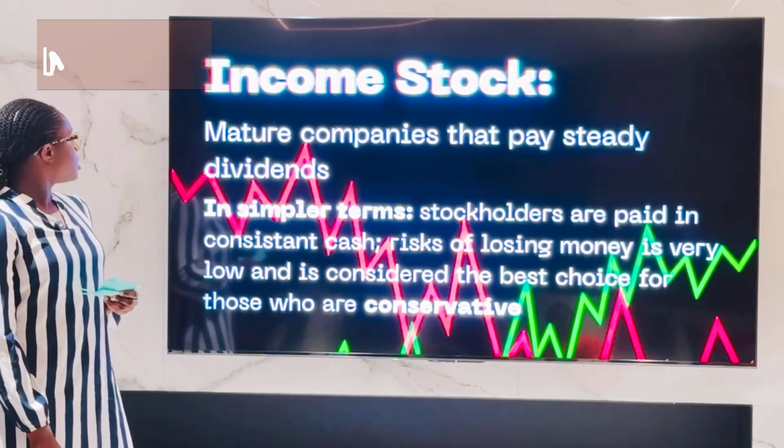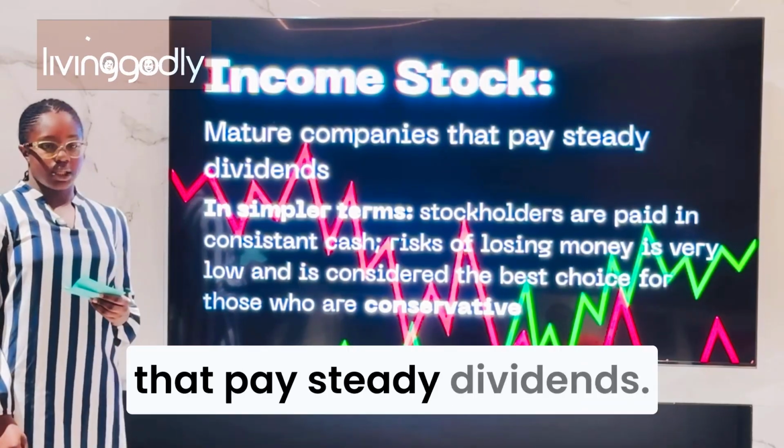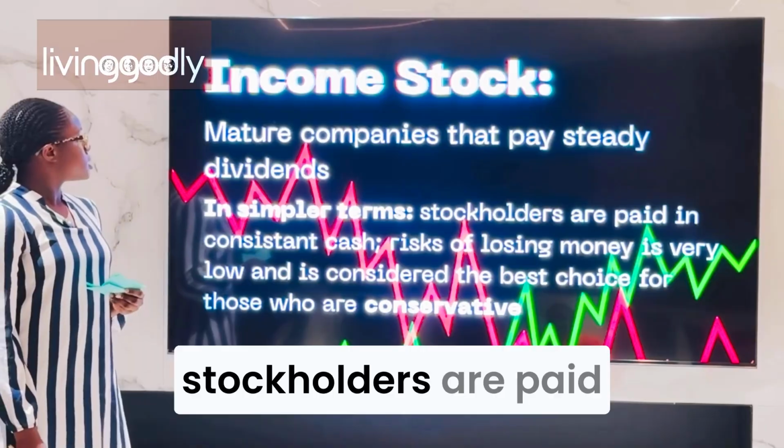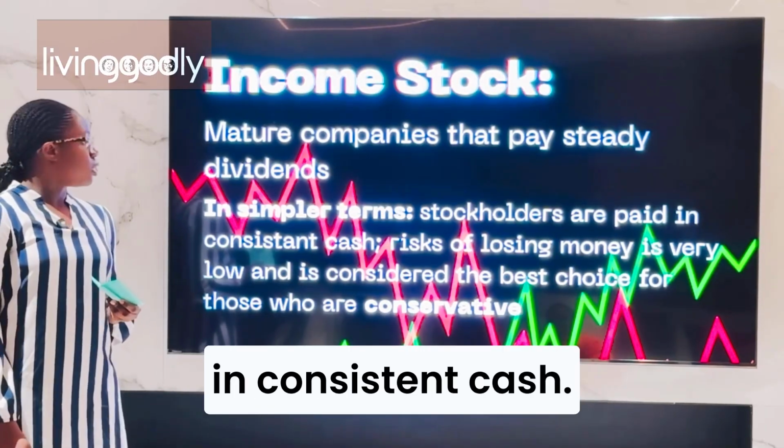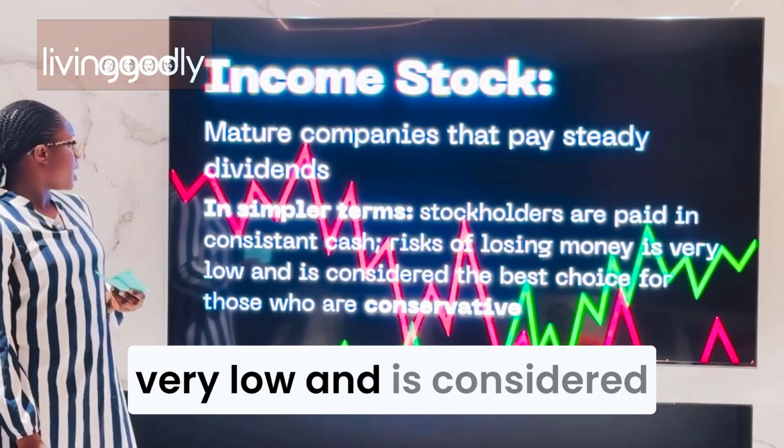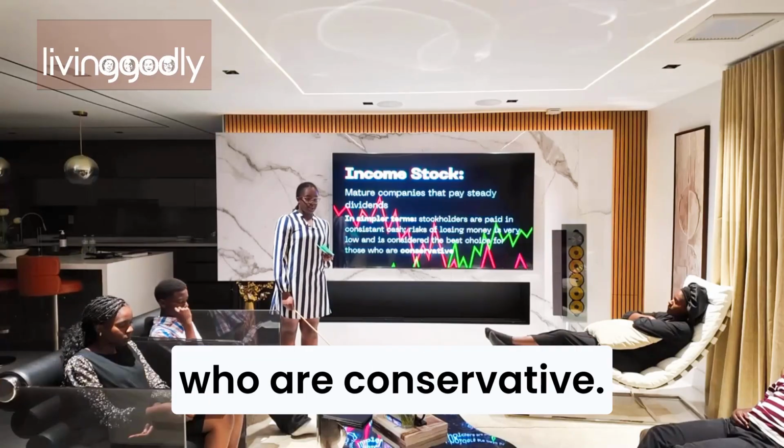Lastly, there's income stock. Mature companies that pay steady dividends. In simpler terms, stockholders are paid in consistent cash. Risks of losing money is very low and is considered the best choice for those who are conservative.